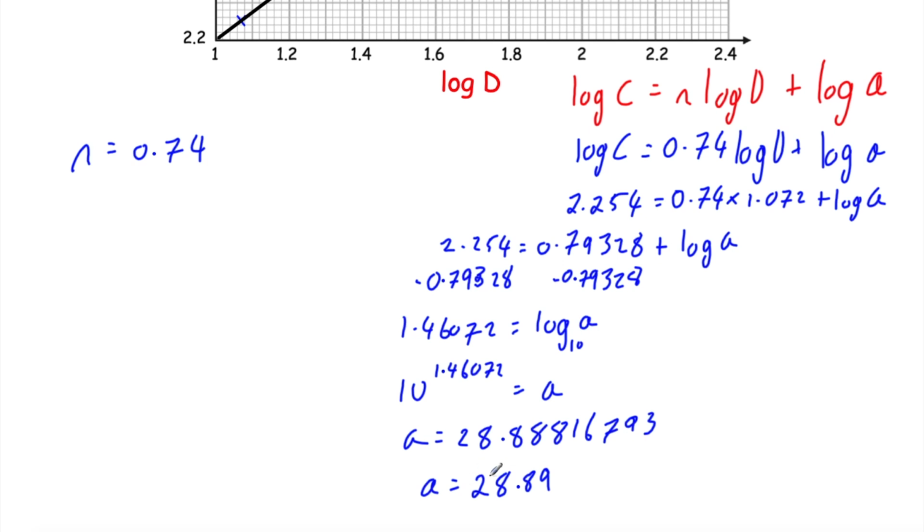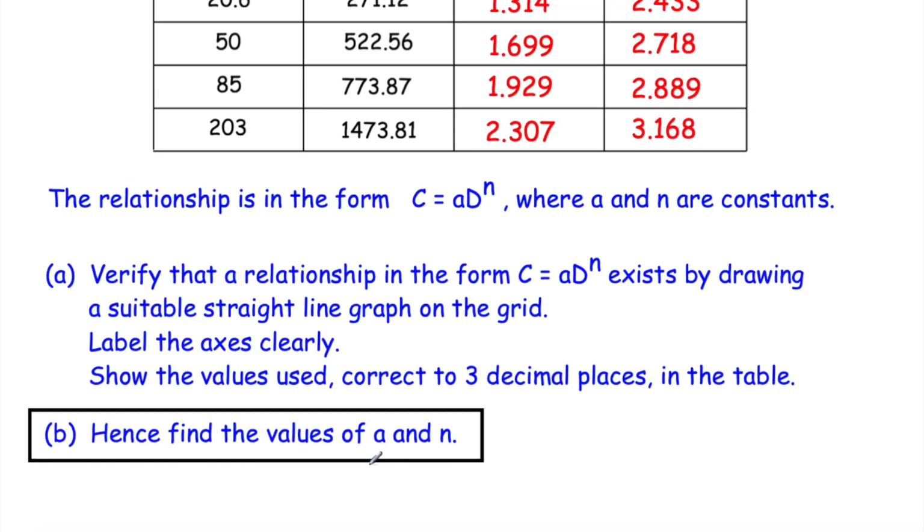And we've also found the value of a. And a to two decimal places will be equal to 28.89. And that's it. So we found the value of n and the value of a. So a was equal to 28.89 and n was equal to 0.74. So that means our relationship is c is equal to a, which is 28.89, multiplied by d to the power of n, which is 0.74. So we've now found the relationship, which is fantastic.